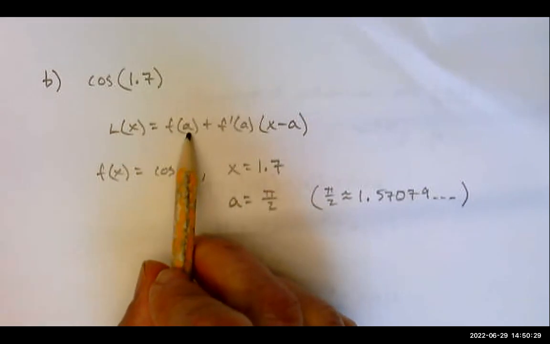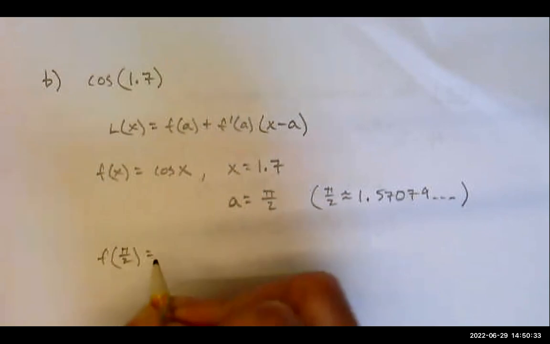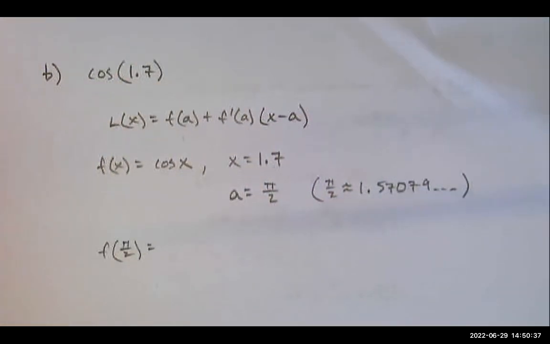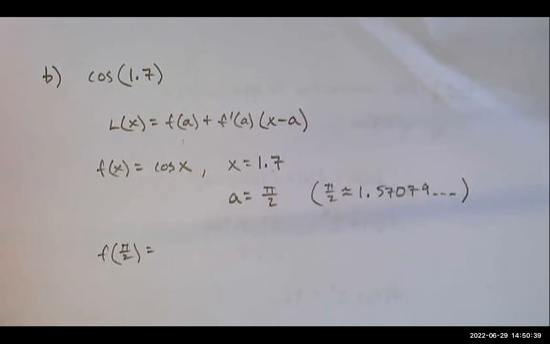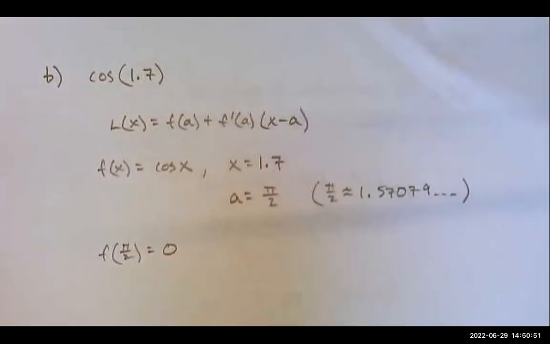So first thing, let's get f of a. Let's get f of pi over 2. Cos pi over 2, what's it going to be? My calculator was in degrees. I knew it already, but I just wanted to check. All right, so cosine pi over 2 is 0.